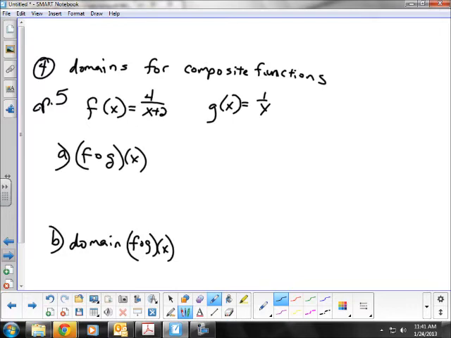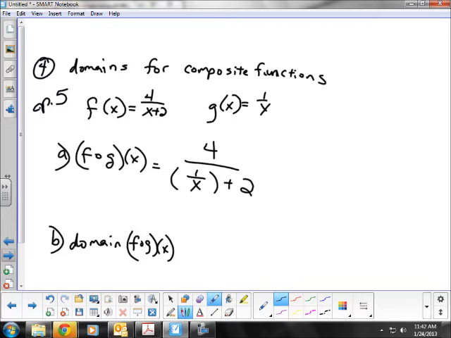So first of all, F composed G: I'm going to take the F function. Everybody see I just rewrote the F function. And where the x was, I'm going to put in the G function. Now that is a complex fraction. And there are no books that leave answers in complex fraction form.